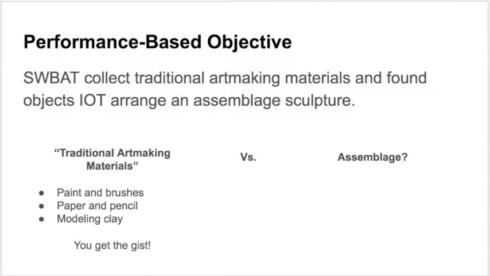So I'll read to you the performance-based objective. Students will be able to collect traditional art-making materials and found objects in order to arrange an assemblage sculpture. You might be wondering, what are traditional art-making materials and what are found objects? Traditional art-making materials include paints and brushes, paper and pencil, modeling clay. You get it.